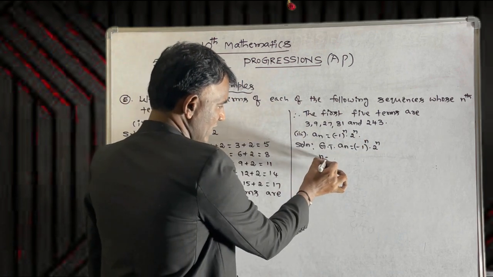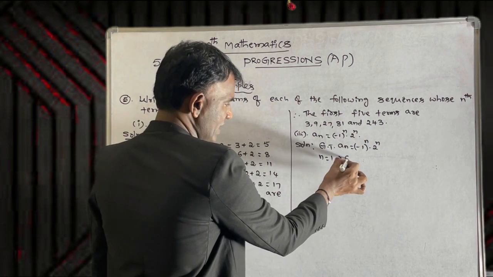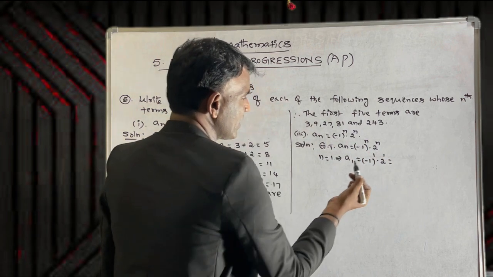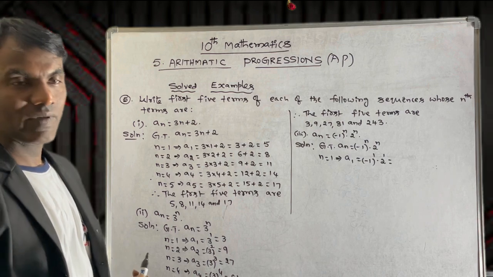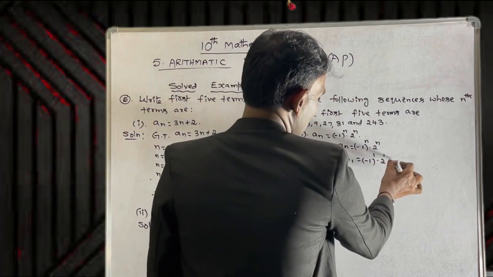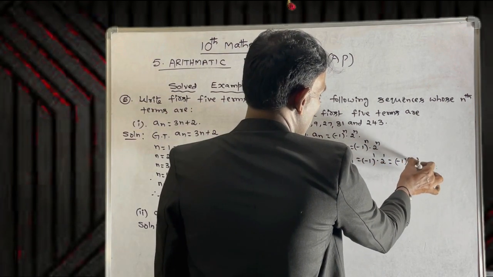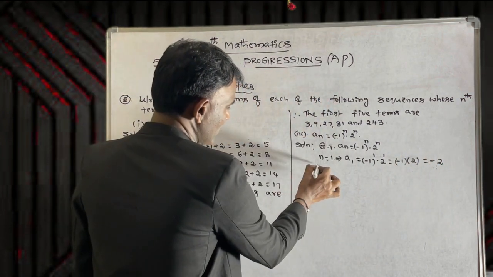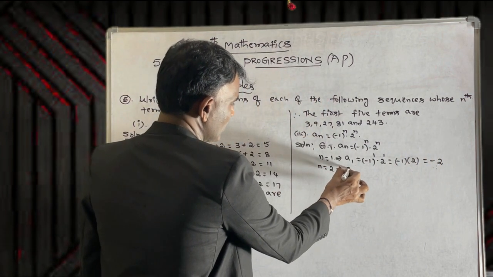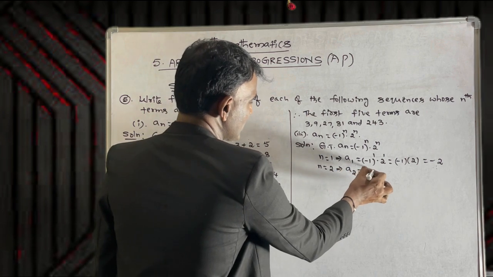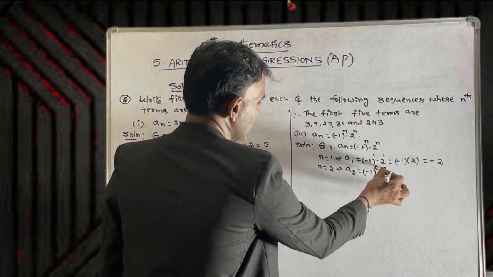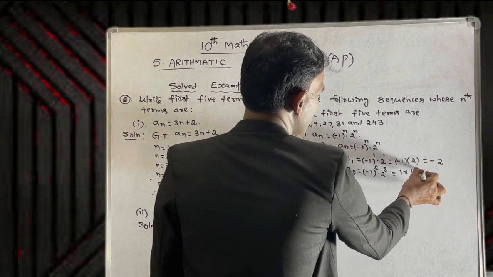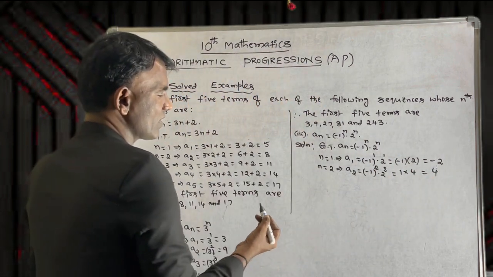For the first term we can substitute n equal to 1. So a1 means minus 1 whole power 1 into 2 power 1. Minus 1 whole power 1 is minus 1 only. 2 power 1 means 2. Minus 1 into 2 equal to minus 2. And for the second term, substitute n equal to 2. Then a2 equal to minus 1 whole square into 2 square. So minus 1 whole square is 1, and 2 square means 4. So 1 into 4 equal to 4.